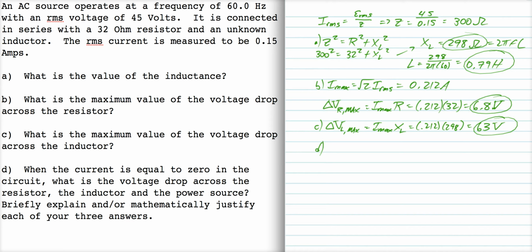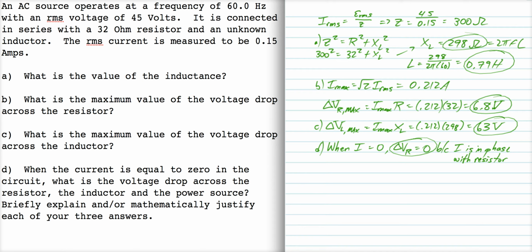Alright, part D. What's going on when the current is equal to 0? Okay, well, when the current is equal to 0, then the voltage drop across the resistor is 0 because the current is in phase with the resistor. Right, that is, the voltage drop across the resistor always matches whatever the current is doing. So the voltage drop across the resistor is 0.